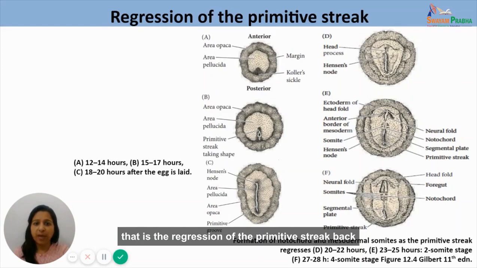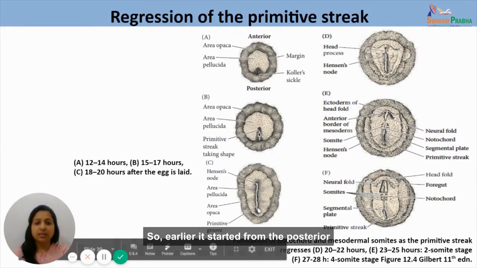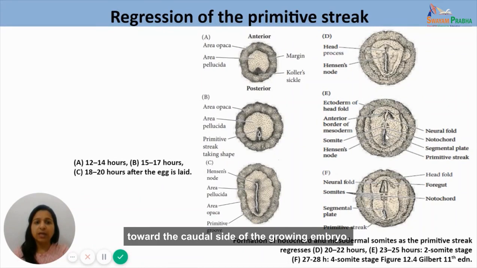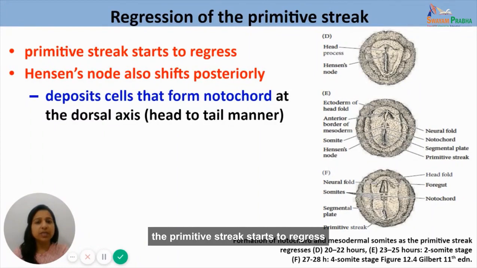So earlier it started from the posterior end of the epiblast and migrated anteriorly. Now it will begin to regress back toward the caudal side of the growing embryo. So as gastrulation proceeds, the primitive streak starts to regress toward the caudal side of the growing embryo. And along with the regression of the primitive streak, the Hensen's node also shifts posteriorly.